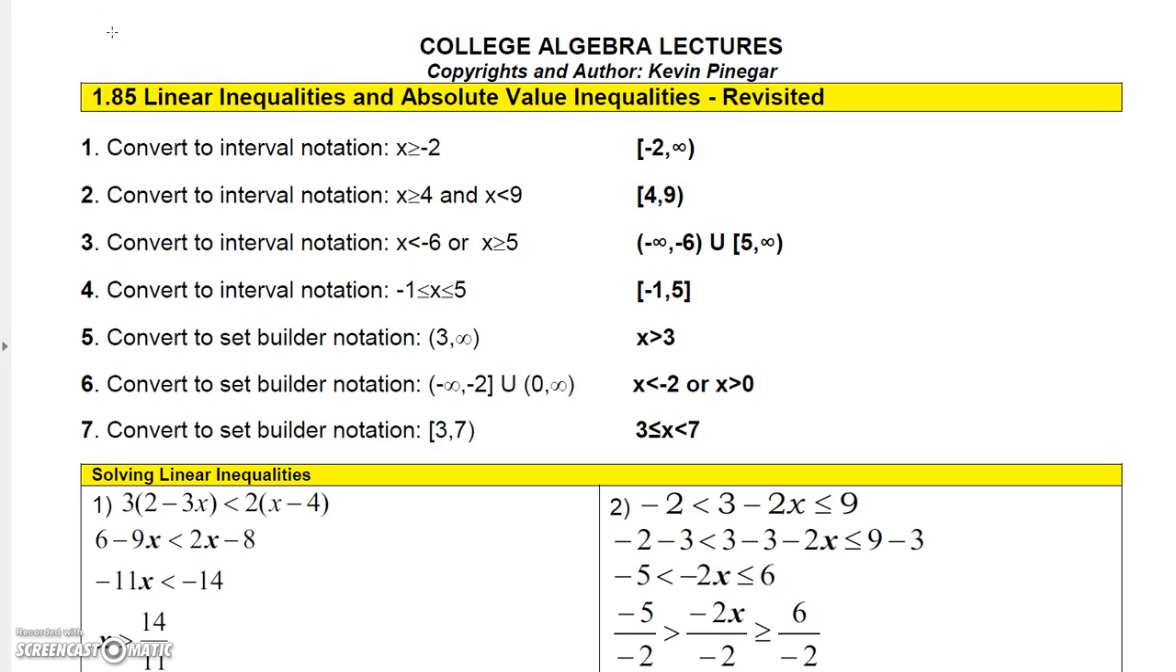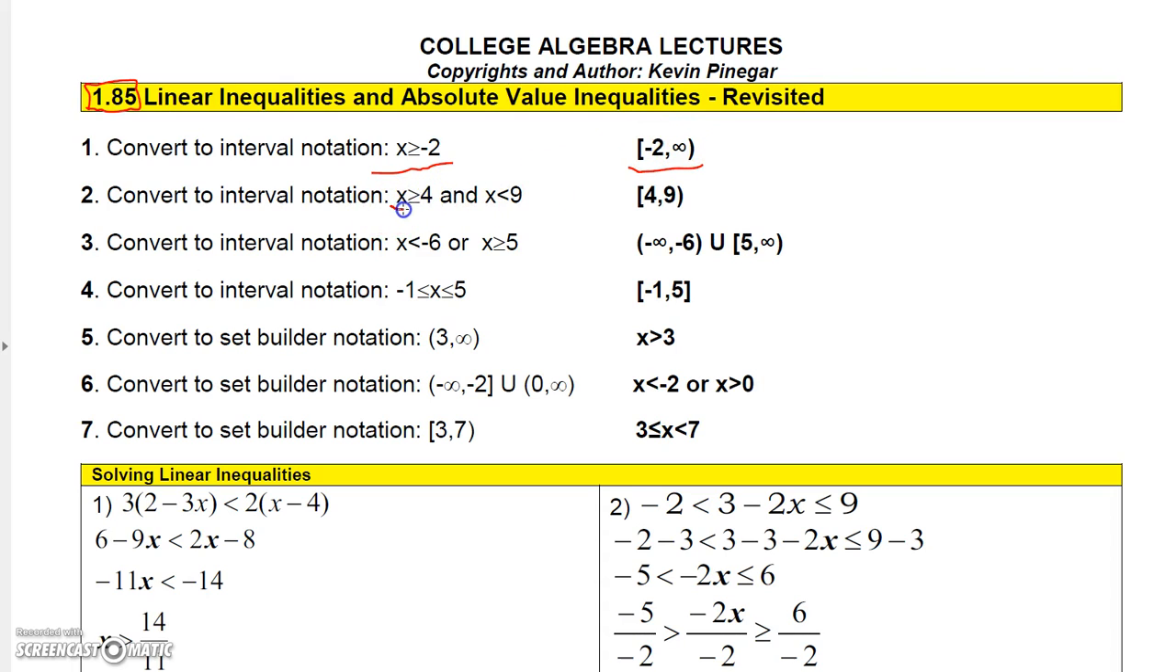Okay, I'm going to call this 1.85 because I wanted to slip it in before we get to polynomial and rational inequalities. So we're sort of revisiting some of these. I'm going to run through this interval notation rather quickly here. But this is really set builder notation on the right, and over here would be the interval notation. So x is greater than or equal to -2 would be equivalent to a bracket -2 to infinity.